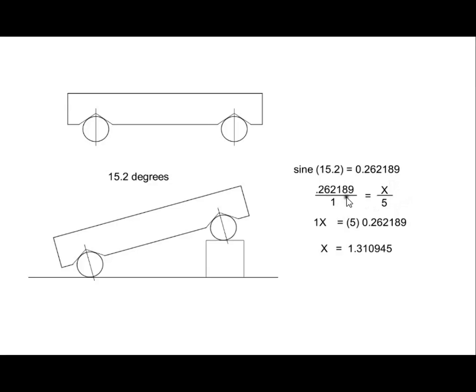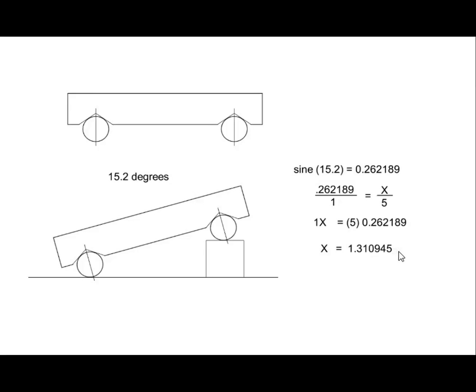it's simply a matter of diagonally cross-multiplying the terms. You cross-multiply the 0.262189 with 5 and the 1 with x, and you come up with 1x equals 5, which is the hypotenuse of your sine bar, the distance in between these two rolls by center distance, times 0.262189. So your height value x will be 1 inch, 0.310945. You can just basically cut the 45 off in your head and just use 1 inch, 0.3109.